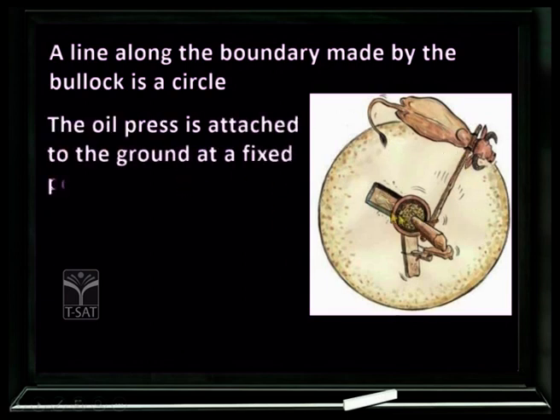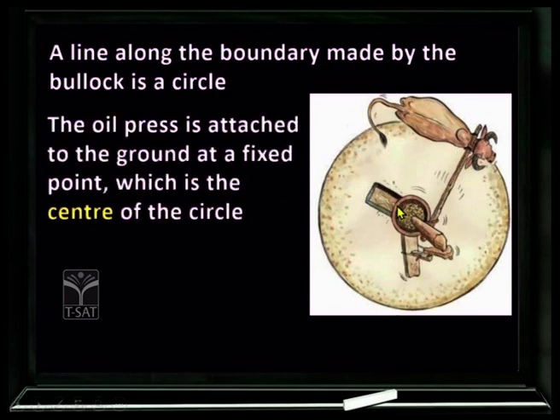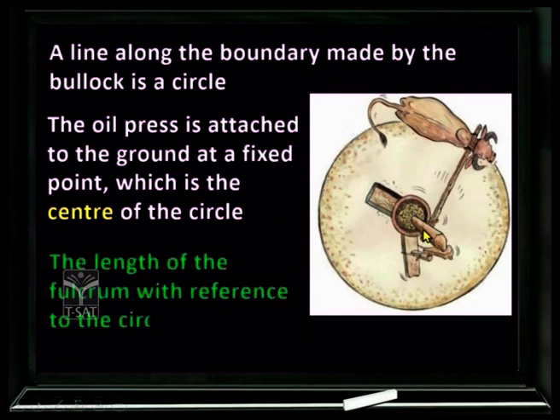The oil press is attached to the ground at a fixed point, which is the center of the circle. This is the oil press, which we call the center of the circle, and the length of the fulcrum with reference to the circle is the radius of the circle. So, in this Ganuga, the line along the boundary made by the bullock is a circle, the oil press is the center, and the fulcrum is the radius.